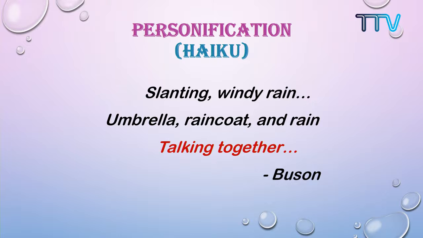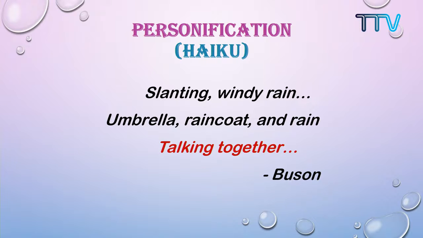Slanting, windy rain. Count the syllables, right? Slanting, 2 syllables, windy, rain, so 5 syllables. Umbrella, raincoat and rain, 7 syllables. Umbrella, 3. Raincoat, 2 syllables here, right? And rain, so that makes 7 syllables. Talking together, 5 syllables here. So the last line, talking together, shows that the slanting windy rain, umbrella, raincoat, rain, they are all talking together.